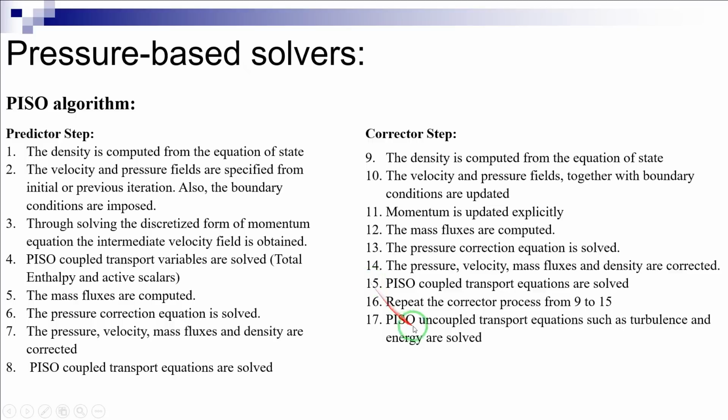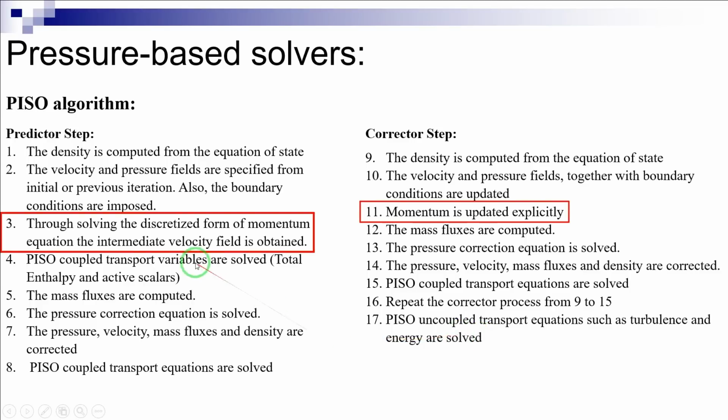In PISO, uncoupled transport equations such as turbulence and energy are solved. The main difference between the predictor and corrector steps is that instead of solving the momentum equations in the corrector step, we are just doing an explicit momentum update. Therefore, as can be inferred from this workflow, the calculations involved within each time step in the PISO algorithm are higher than in the SIMPLE algorithm.